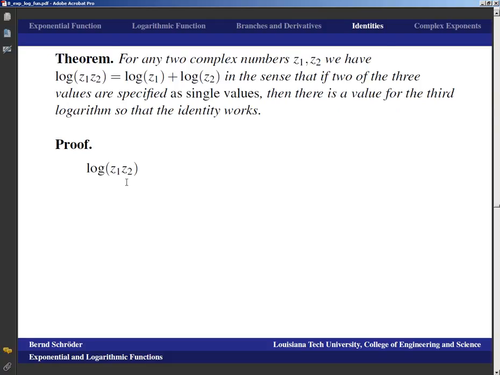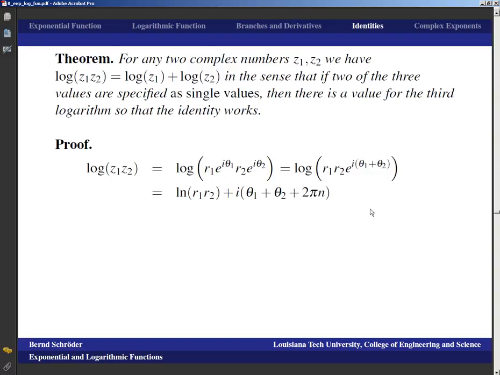The logarithm of z1 z2, well, that's the logarithm of r1 e to the i theta 1 times r2 e to the i theta 2. Remember that in polar notation, z is r e to the i theta, and we just put corresponding subscripts on the respective variables. Well, then we can put that together. That's the logarithm of r1 r2 e to the i (theta 1 plus theta 2). And from the multiple valued logarithm's definition, we know that this is ln of r1 r2 plus i times (theta 1 plus theta 2 plus 2 pi n).